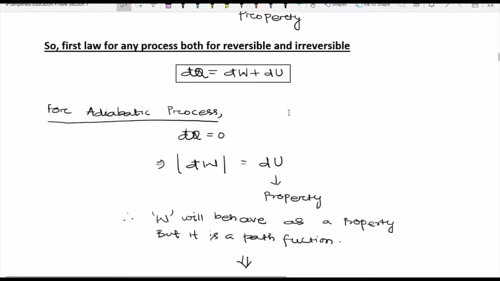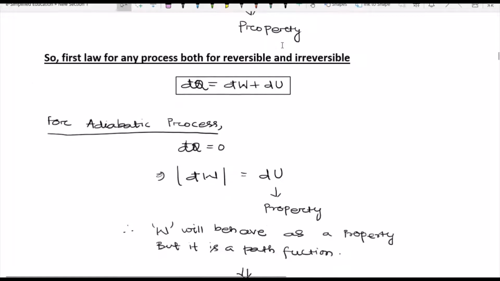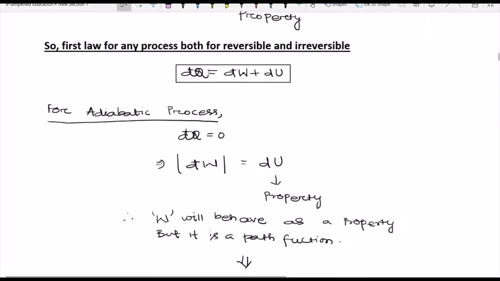Next, coming to the first law for any process, both reversible and irreversible, I have derived that one and discussed it previously. So dQ equal to dW plus dU. This is now our first law consequence for reversible and irreversible processes.